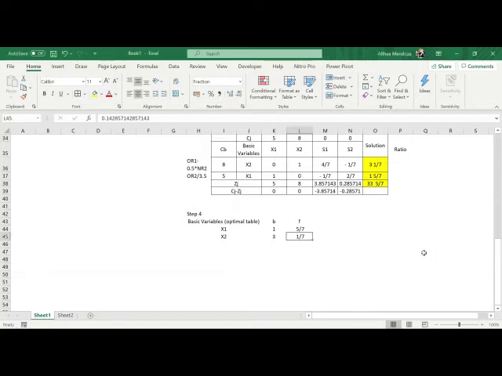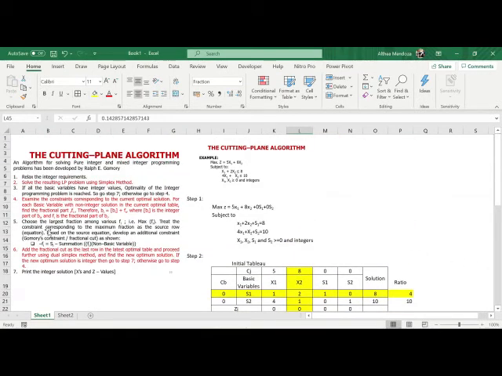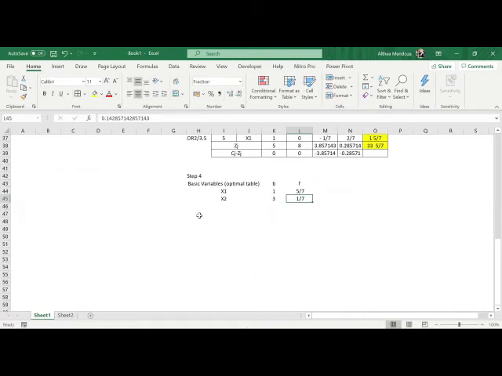Next, let's see what step 5 is. Step 5, choose the largest fraction among the various f, so max f. Treat the constraint corresponding to the maximum fraction as the source row equation. Based on the source equation, develop an additional constraint, which is the Gomory's fractional cut as shown below. First, let's find the maximum fraction among our choices. So in our case, step 5, let's write it below.